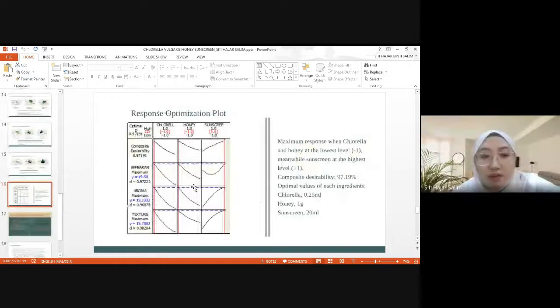This is the response optimization plot to show the most optimal value for each factor. And the maximum response will be obtained when Chlorella and honey are at the lowest amount, -1, 0.25 ml and 1.0 gram respectively, meanwhile sunscreen at the highest level, +1, 20 milliliter. The composite desirability indicates that 97.19% of respondents will accept the formulation at the said optimal amount.